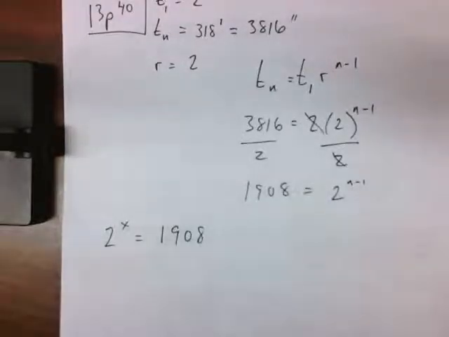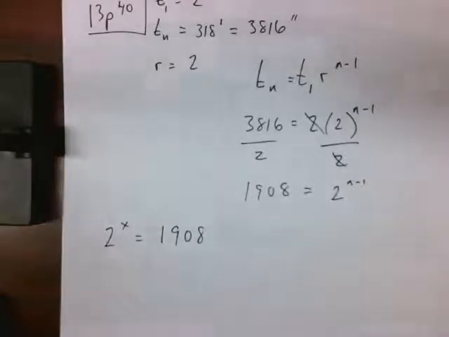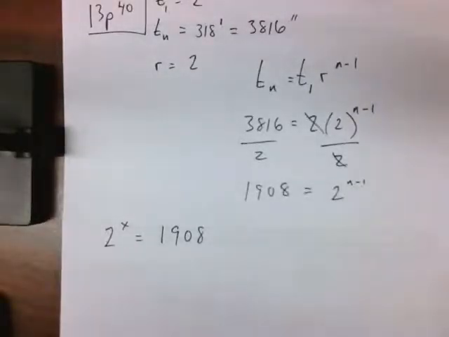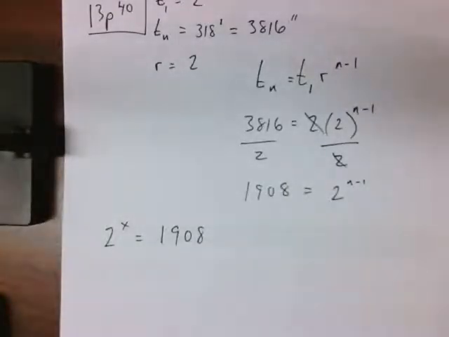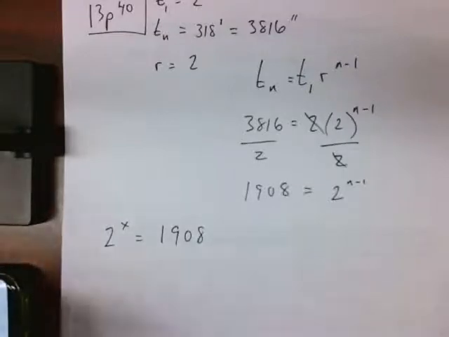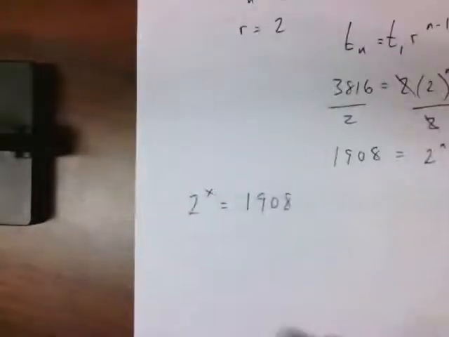Why isn't this working? I'm going to pause this and figure it out. I just reread the question. It says, how many cuts have to be made before the stack of paper is taller than 318? Taller, not equal to, taller. So that's the issue. So I need to figure out what's going to make this taller.